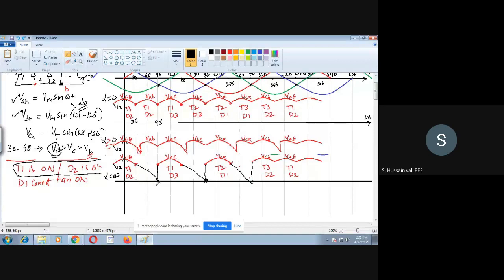So from 30 to 90. So this is 30, this is 90. So the difference is 60. So alpha is also 60. So it will delay like this. So the pulses you see here, the pulses become single now. This is for alpha is equal to 60.